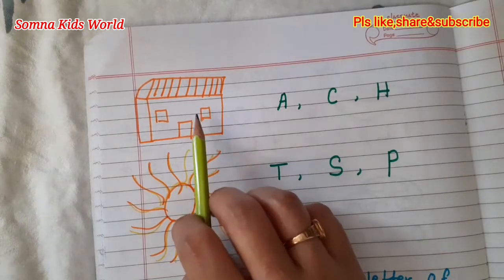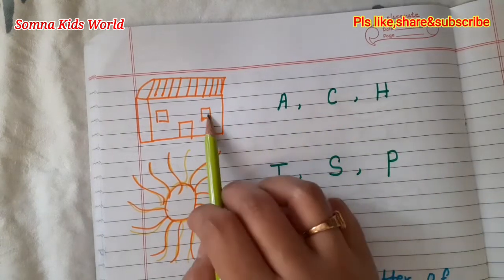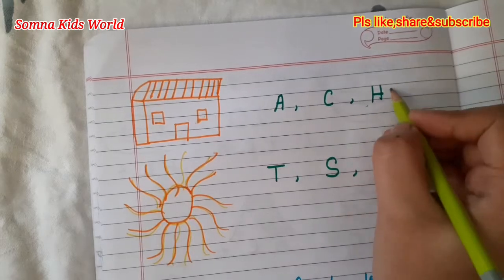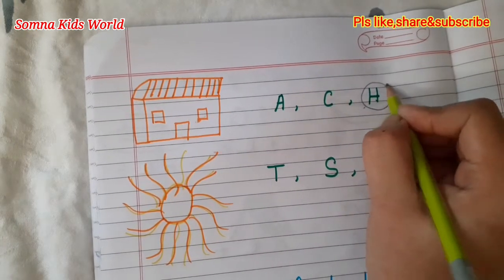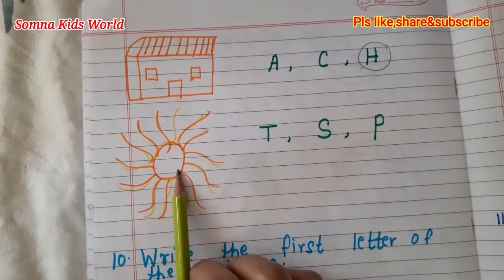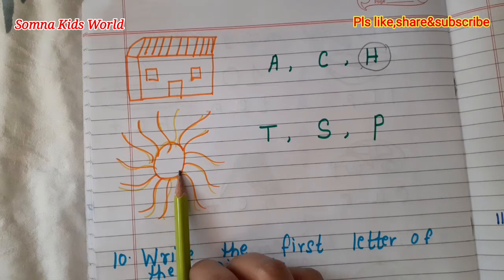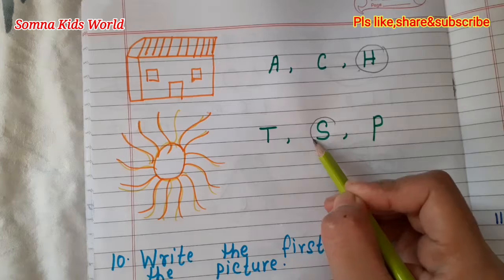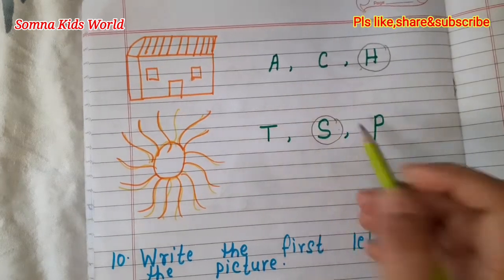House. You can see the picture of a house. So house starts with letter H. You can see here is letter H. So circle it H. Next is a picture of a sun. So where is S? Sun starts with letter S. So you can see here is S. So they need to circle S.